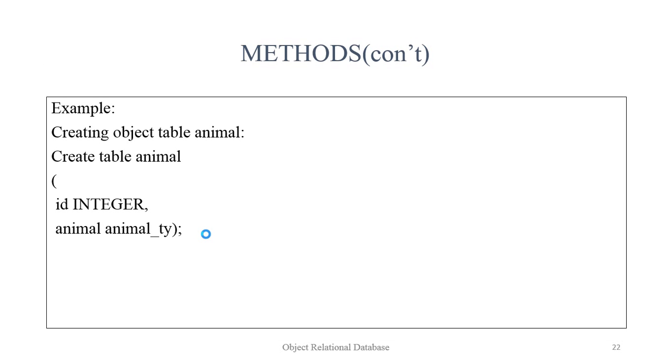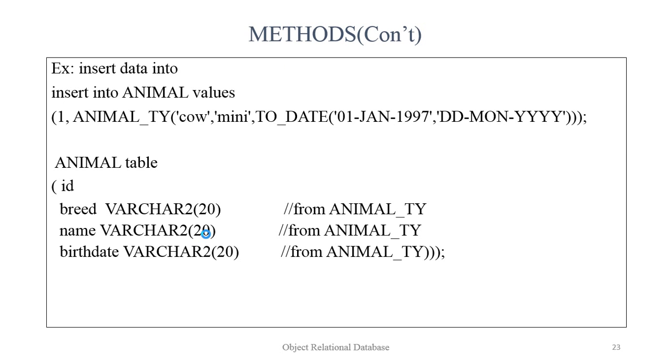This example shows creating an object table called animal, which uses animal as an attribute whose type is animal_ty, which is an object type. This shows insertion of values into the animal table.